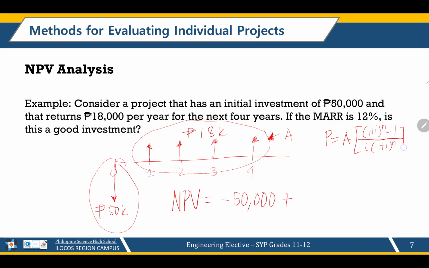Okay, so I'm going to plug in the value of A, which is 18,000, times our I is 12%, so we have 1.12 raised to 4, n is 4 since 4 years, minus 1 all over 0.12 times 1.12 raised to 4. Okay? So we can calculate easily the NPV with these values.